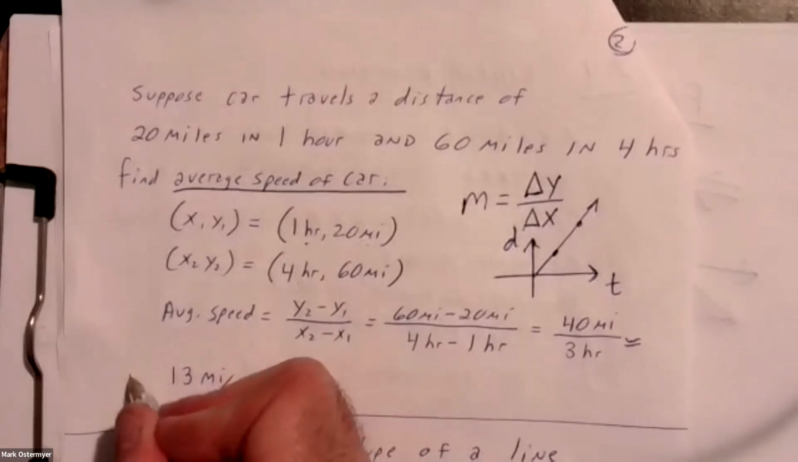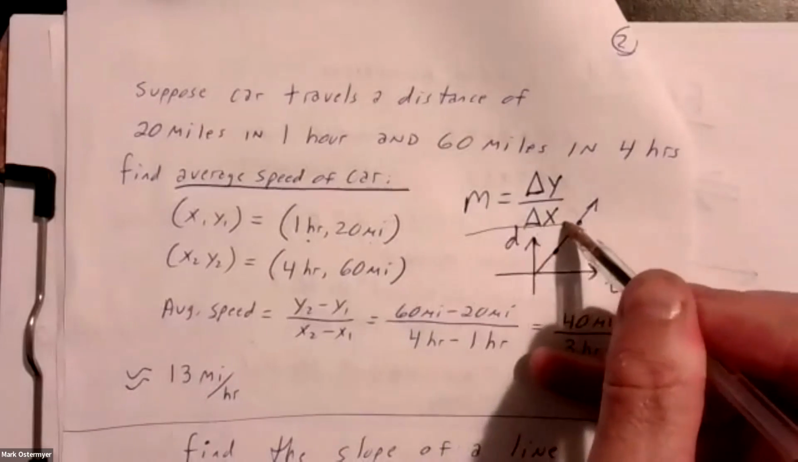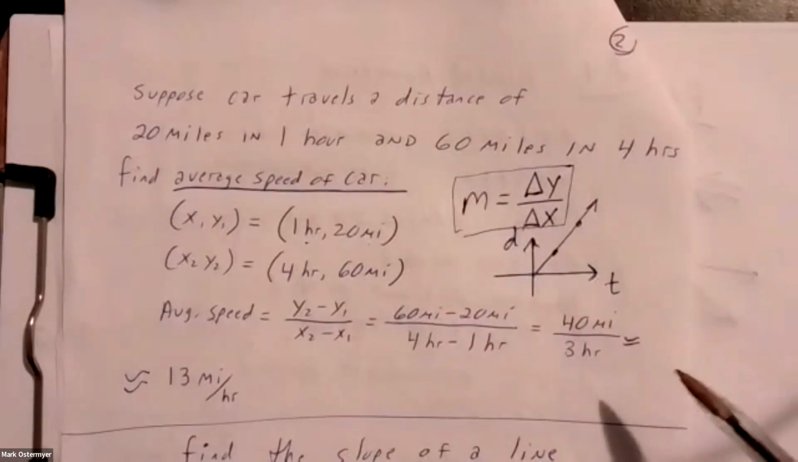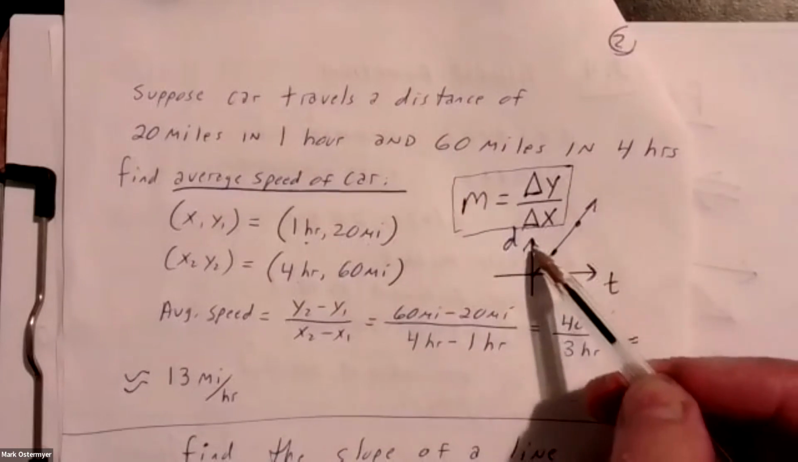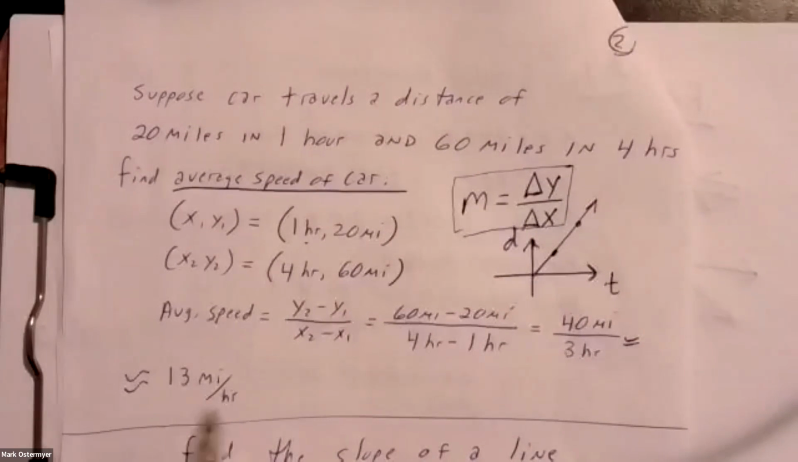Not exactly. This is approximately. I rounded off. 13 miles per hour. That would be the average speed of my car. 13 miles per hour. So slope does have a lot of meaning in our everyday lives. It's a rate of change of one variable with respect to another variable. In this case, it's the rate of change of distance versus time, which we know better as speed, or the rate with which a vehicle or object is traveling. Does that make sense? How slope can be applied to the real world, ladies and gentlemen?